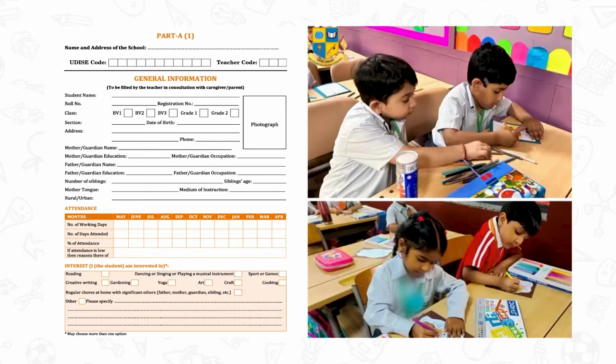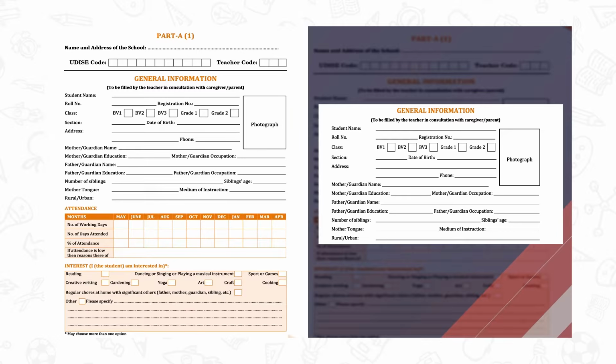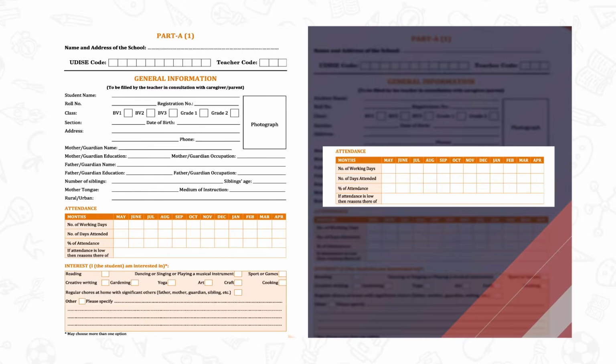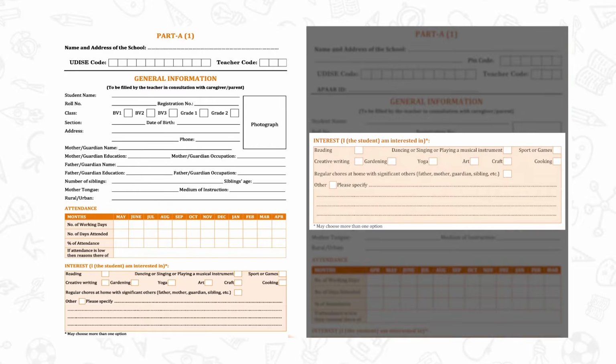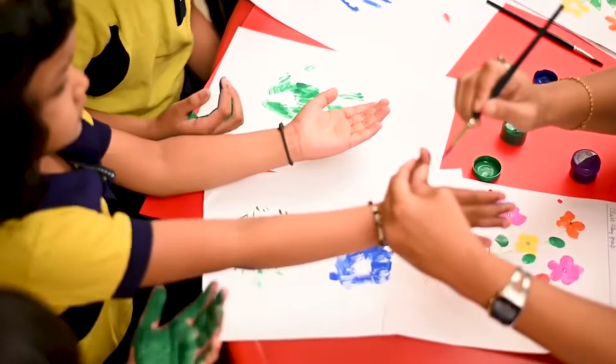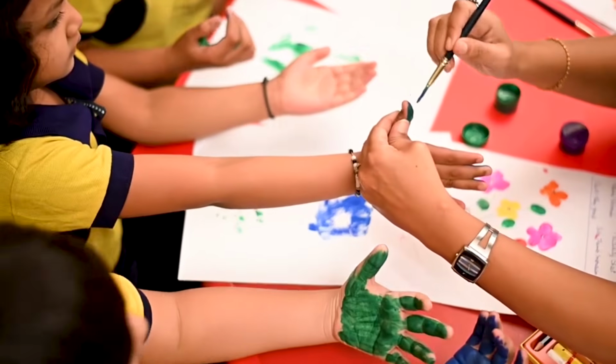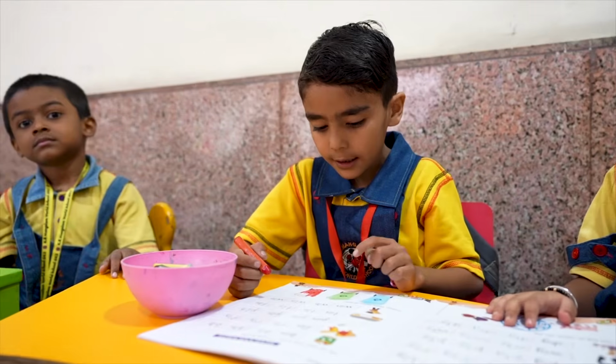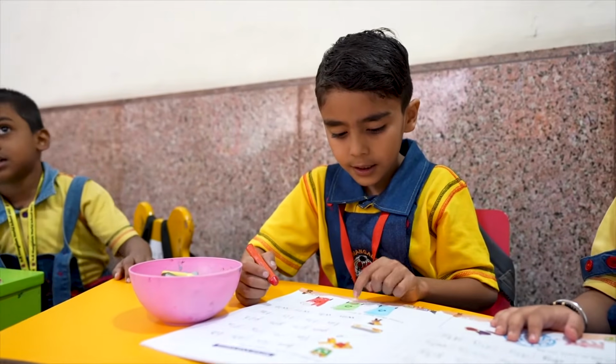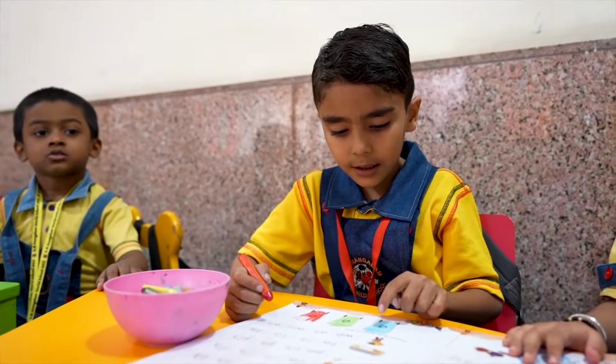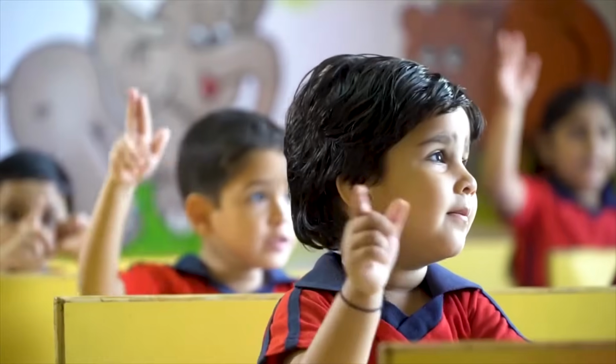Part A1 collects general information about the learner, which includes name, address, information about the parents or guardians, and the attendance information. In Part A1, learners are encouraged to share their interests. This is filled with the support of the teacher. It's important that learners feel included in the process of mapping holistic progress.